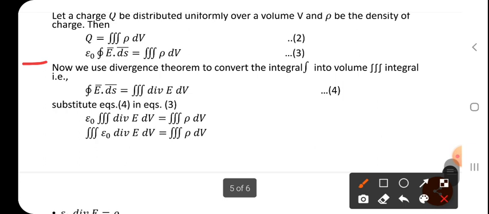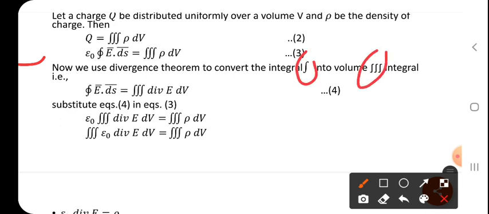Next, now we use the divergence theorem. Which divergence theorem? The Gauss divergence theorem, which is there for vector quantities. What will it do? It converts a single integral into a triple integral. So see here, we use the divergence theorem to convert the single integral into a triple integral.